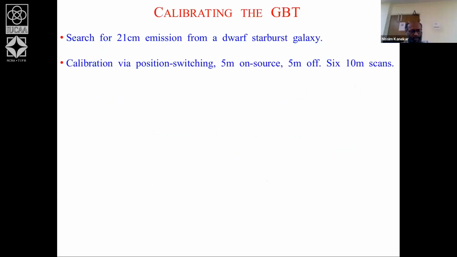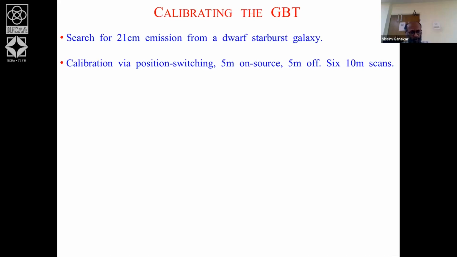This project involved a search for 21 centimeter emission from a dwarf starburst galaxy. Very faint object, a small galaxy. It had never been detected before in 21 centimeter emission. And we had about an hour of time. The source is extremely bright in HST images. And so we wanted to see what the gas properties were like. The 21 centimeter emission signal can be converted into the HI mass of the galaxy. So it would allow us to estimate the HI mass if we can detect the 21 centimeter emission signal.